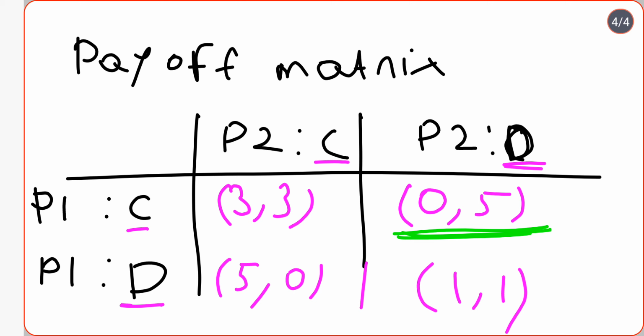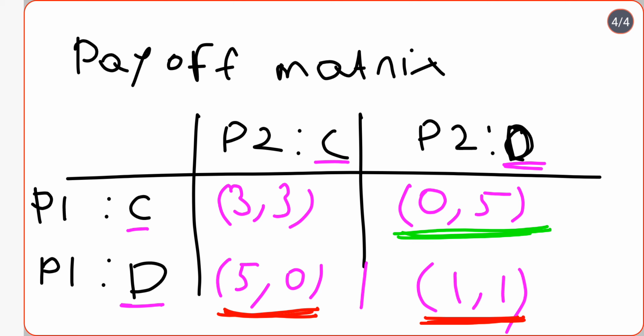Similarly, if player 1 denies and player 2 confesses, then we are here. This is the payoff matrix. In this case, player 1 gets 5 years of imprisonment but player 2 goes free. And if you are here, that means both players are denying, and each gets a payoff of 1, that is, 1 year of imprisonment. So this is basically the prisoner's dilemma.